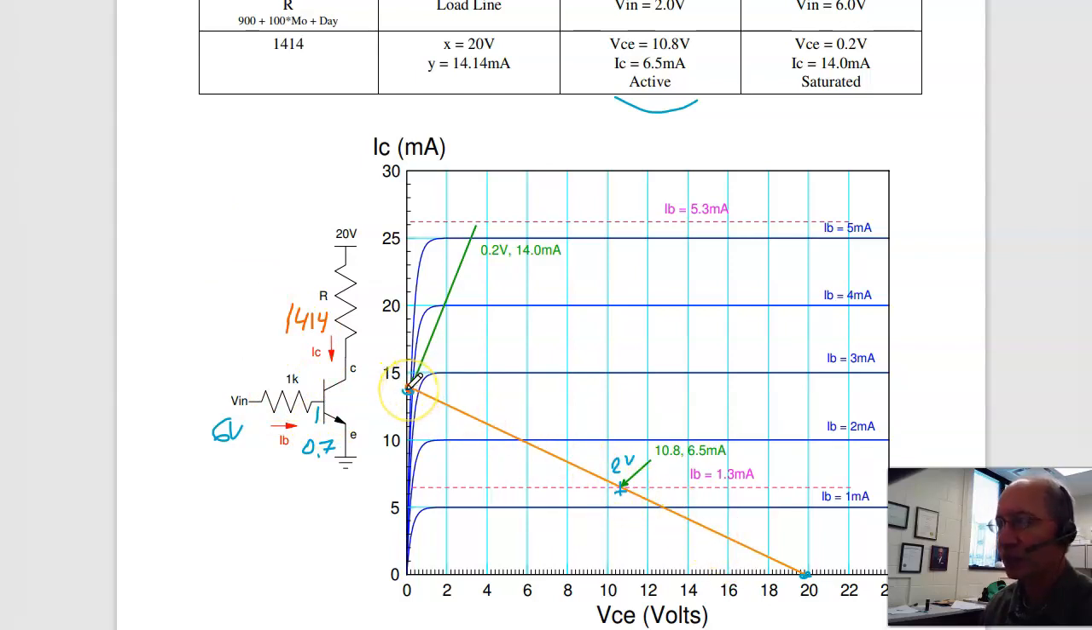That violates conservation of energy. And I can't even quite get to 0. Instead, I clip, saturated at about 0.2 volts. So in that case, since my commanded current, beta IB, is so much larger than I can get, I saturate at 0.2 volts, and the current then is 14 milliamps.